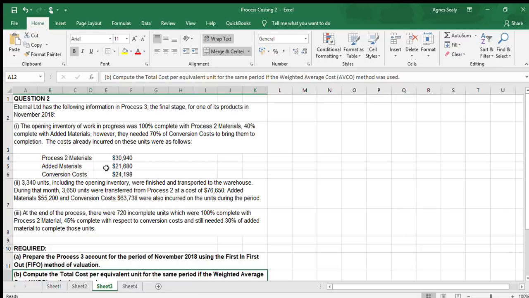Due to the continuous nature of the production, the cost per unit must be calculated by estimating the number of completed units expected to be made within the process. So the concept of equivalent units is where we are estimating the number of completed units expected to be made within that particular process. As I said, there are two methods of valuing our work in progress inventory, which is the first in first out method, and the second method is the weighted average cost method.